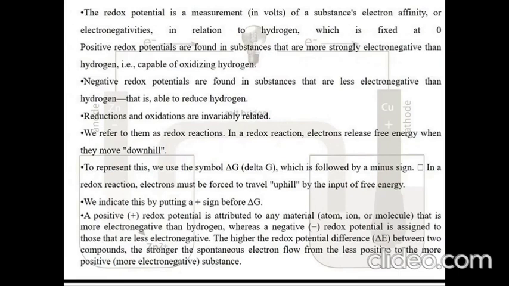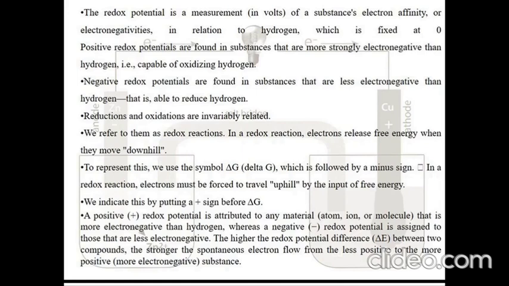The redox potential is a measurement of the substance's electron affinity or electronegativity in relation to hydrogen, which is fixed at 0. Positive redox potentials are found in substances that are more strongly electronegative than hydrogen, that is, capable of oxidizing hydrogen. Negative redox potentials are found in substances that are less electronegative than hydrogen, that is, able to reduce hydrogen. Reductions and oxidations are invariably related.